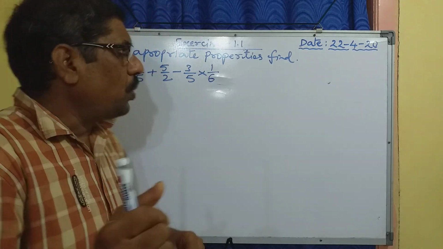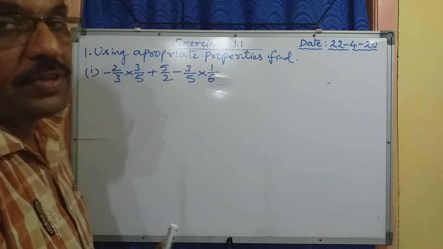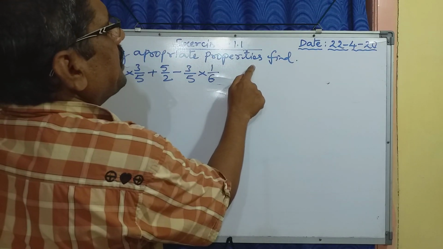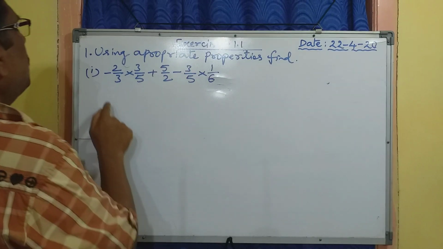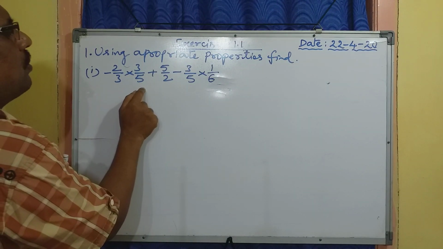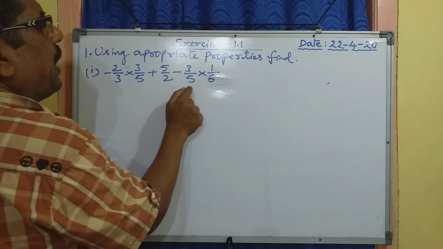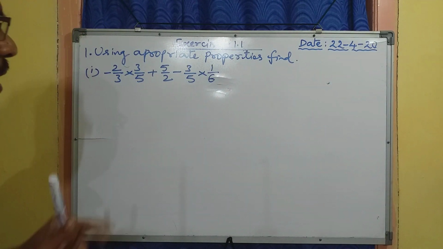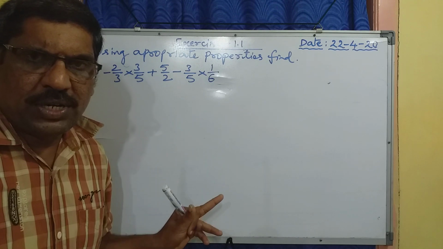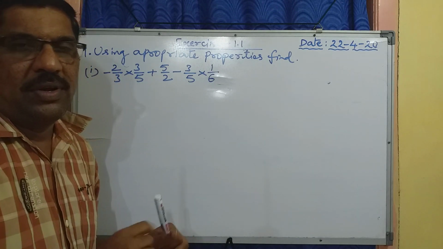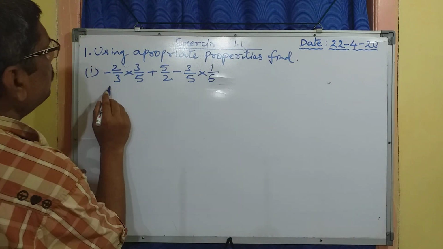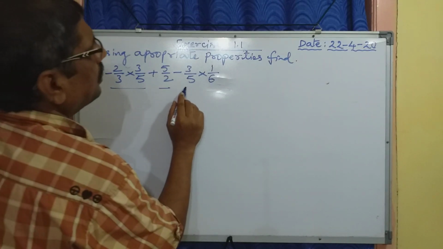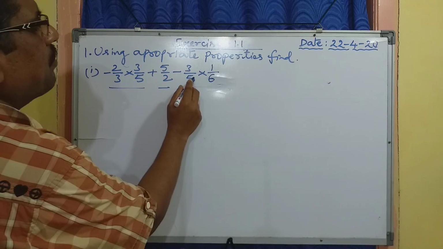Now look at the first problem from exercise 1.1, that is, using appropriate properties find minus 2 by 3 into 3 by 5 plus 5 by 2 minus 3 by 5 into 1 by 6. Here in this numerical expression there are three terms. The first term is minus 2 by 3 into 3 by 5. The second one is 5 by 2 and the third one is minus 3 by 5 into 1 by 6.